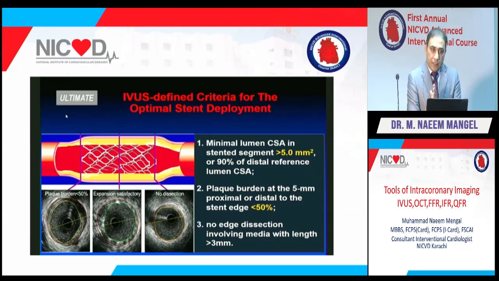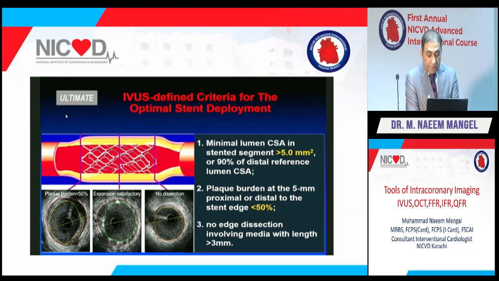When your stent is landing in a zone in which there is less than 50% plaque burden, it means your long-term results will be good, because there are chances of dissection and restenosis when your stent is landing in an area where there is more than 50% plaque burden. Number one.